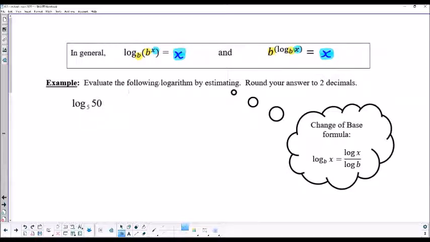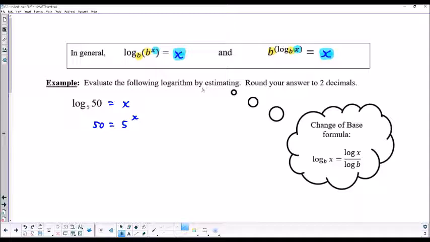Okay, we want to evaluate the following by estimating. So now the change of base formula is given to you right here. I'm going to show you how that works by looking at this. So again, I'll do the same thing. I'll set this equal to x. I'll then say, okay, here's the result. The base is 5. The exponent is x. Now, generally, the change of base formula isn't given until later. There are some other rules of logarithms that we have to look at, and we'll probably look at that in section 8.4.